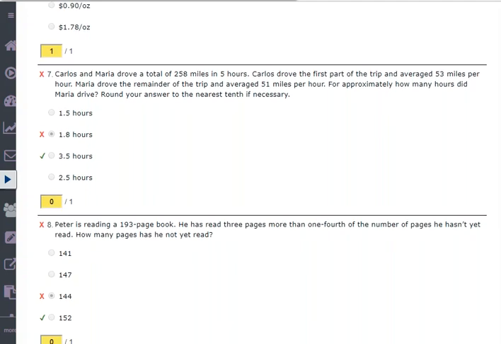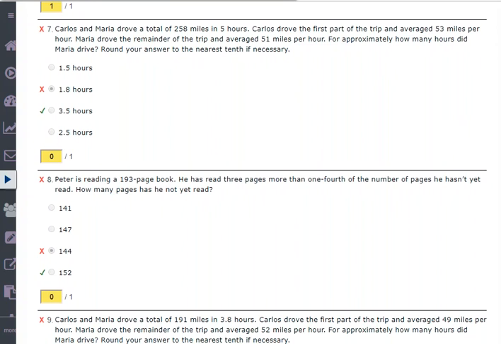I'm going to scroll this up so we can see 7 and 8. Carlos and Maria drove a total of 258 miles in 5 hours. Carlos drove the first part of the trip and averaged 53 miles per hour. Maria drove the remainder of the trip and averaged 51 miles per hour. For approximately how many hours did Maria drive? Round your answer to the nearest tenth if necessary.